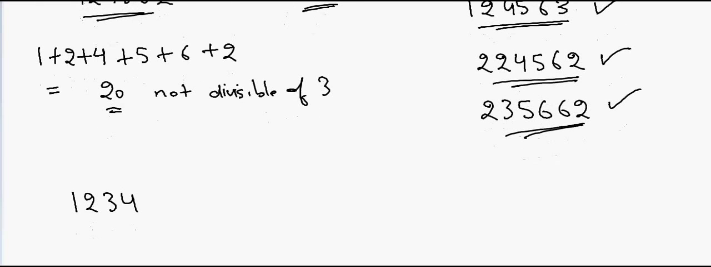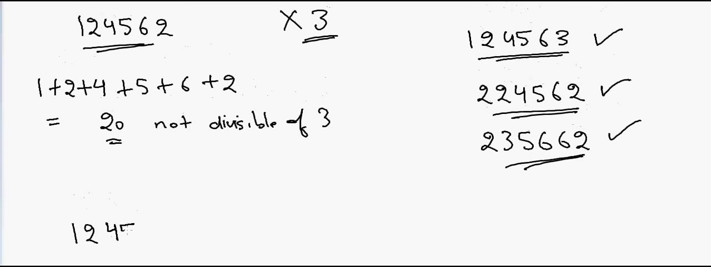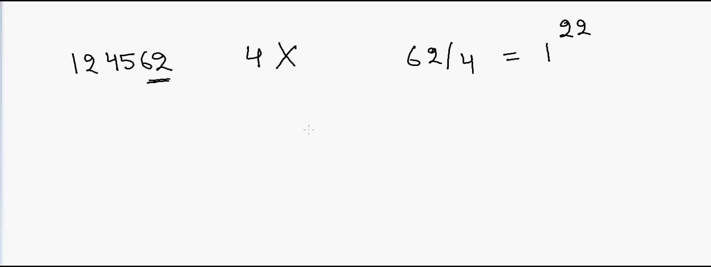Now let's talk about 4. The number was 124562, and I want to know whether it is divisible by 4 or not. In that case, I have to look at the last 2 digits, and check whether they are evenly divisible by 4. So 62, if we try to divide 62 by 4, I'll get 15, and then I have 2 left. So that is not evenly divisible by 4, and this number cannot be evenly divided by 4.